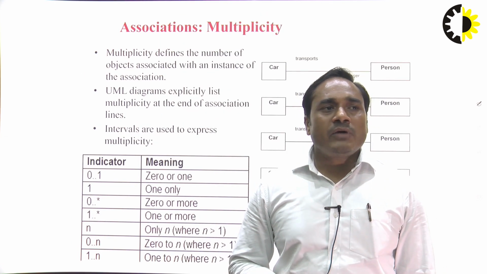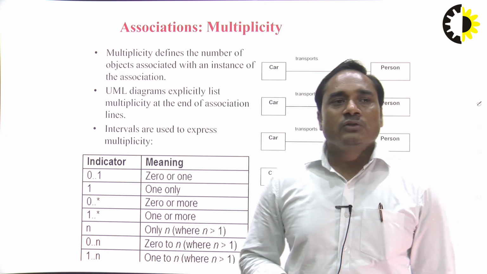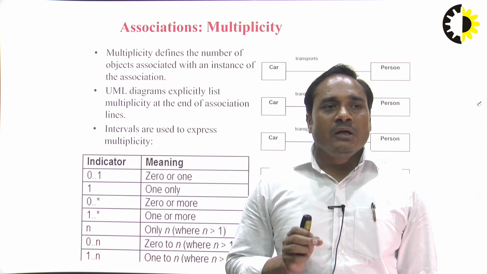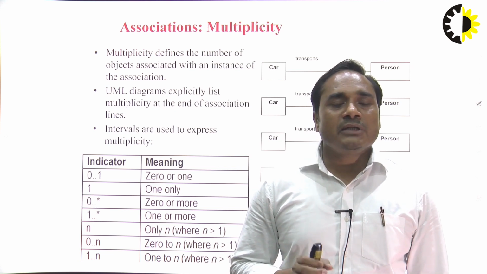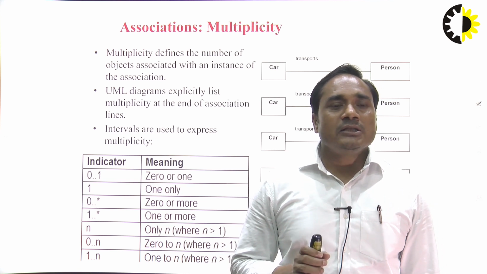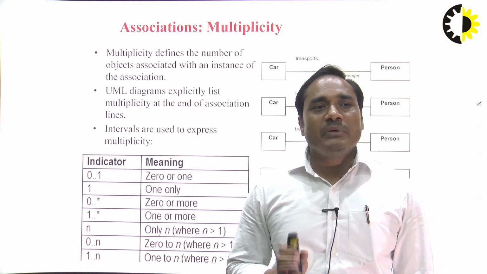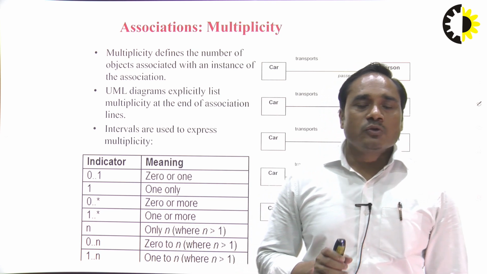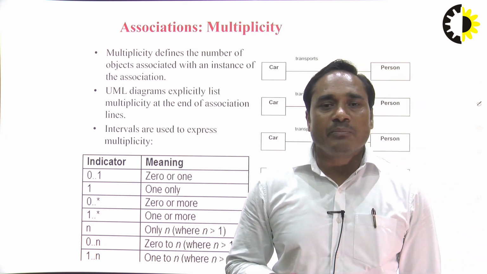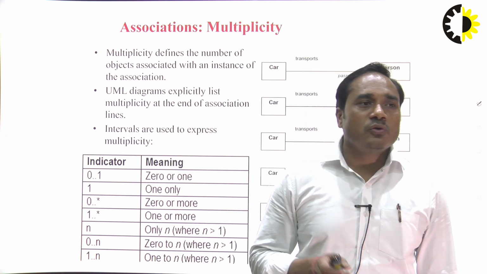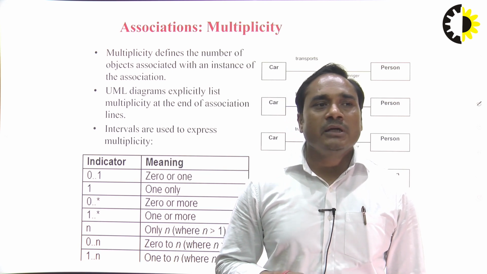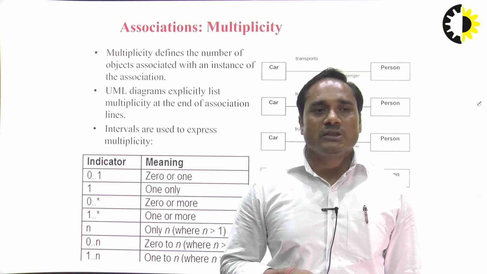So what is association multiplicity? If I discuss multiplicity, it means that if a person is connected with a company, that shows the multiplicity. Because a person is not defined by the name and company is not defined by the name, the relationship between person and company shows the multiplicity. So multiplicity defines the number of objects associated with an instance of the association.